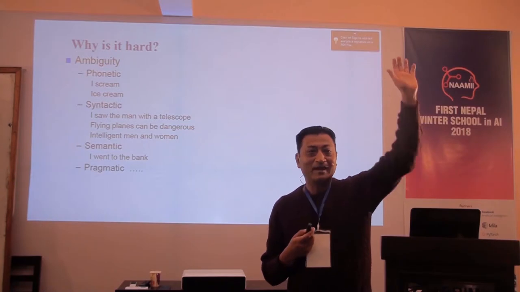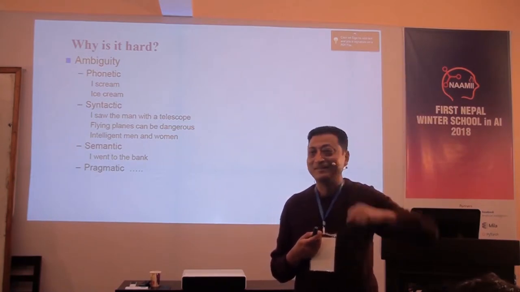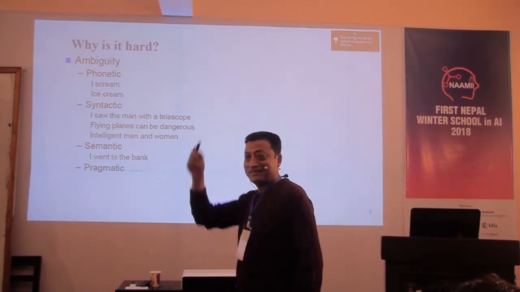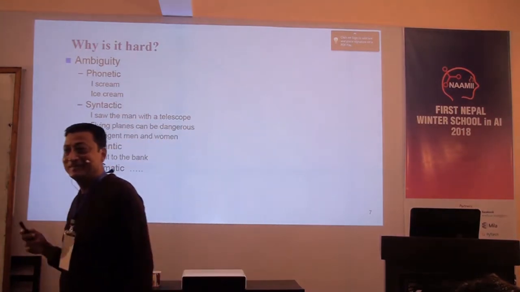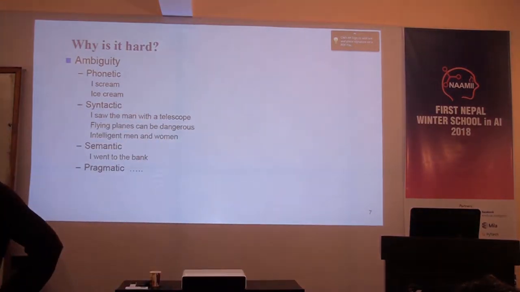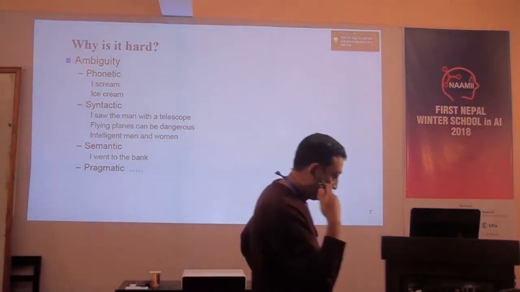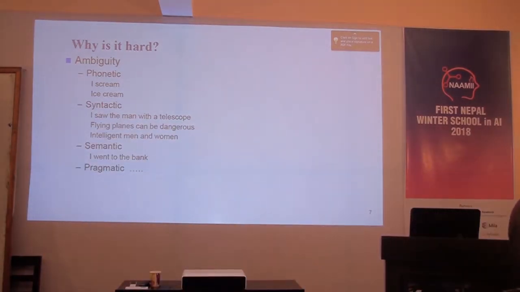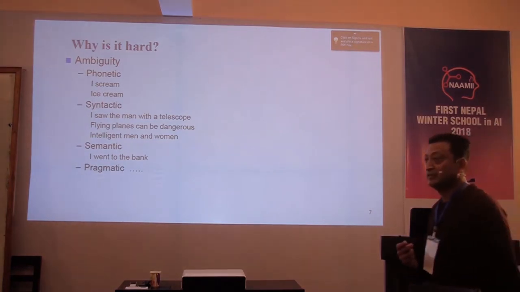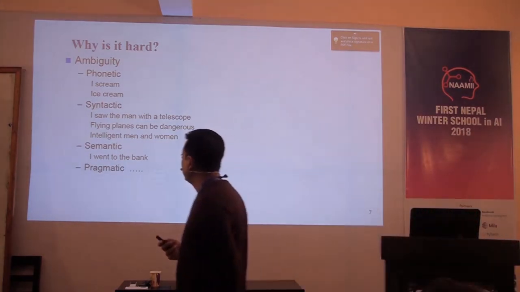Okay, raise hands if I have the telescope. No one. Raise hands if the man has got the telescope. Okay. But you can see that there is ambiguity. This kind of ambiguity in English is known as a prepositional phrase attachment ambiguity, and it's very common in English.